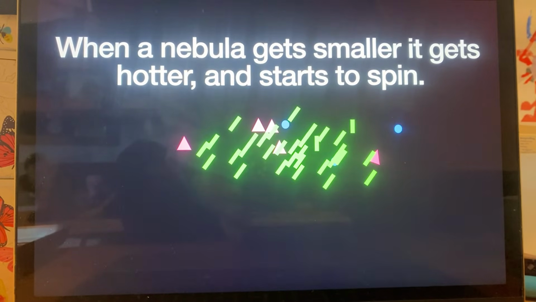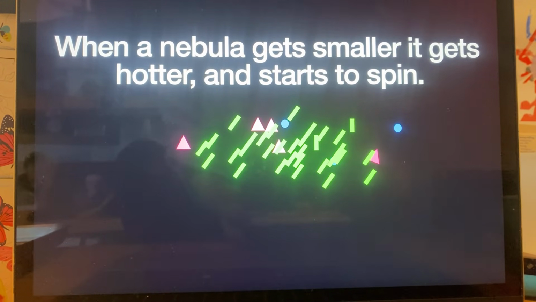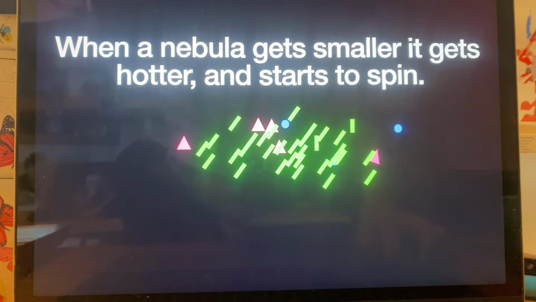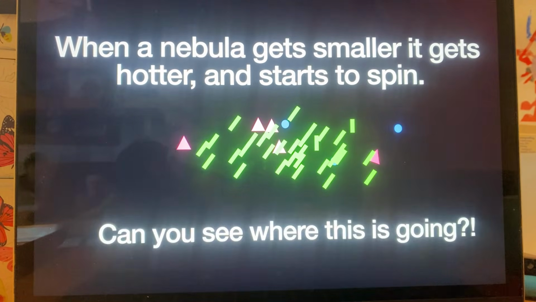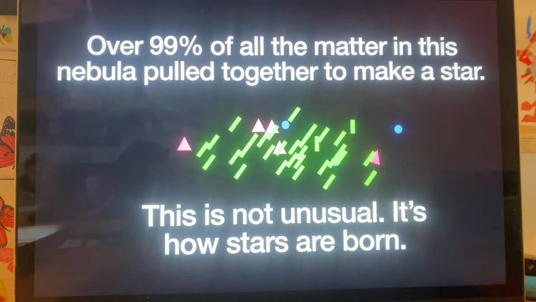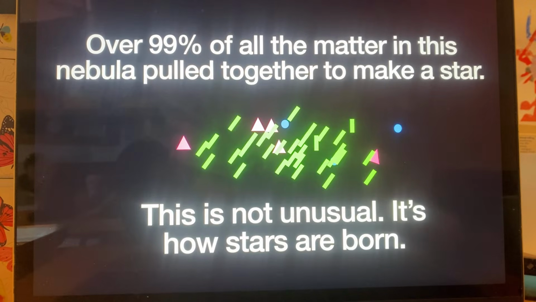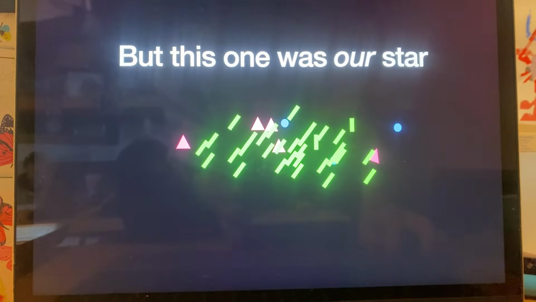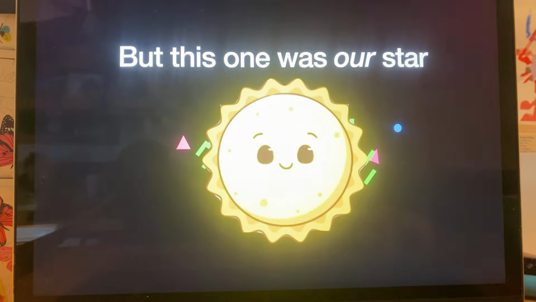So remember this cloud is called a nebula? When a nebula gets smaller like this, it gets hotter and it starts to spin. Can't tell you how long it took me to do this PowerPoint. Can you see where this is going? Do you know where we're getting at? This is 4.5 billion years ago. Over 99% of all the matter in this nebula pulls together to make a star. This is not unusual. This is actually how stars are born. We're going to do a whole lesson on how stars are born next week, but this is a special, special moment because this one is our star.